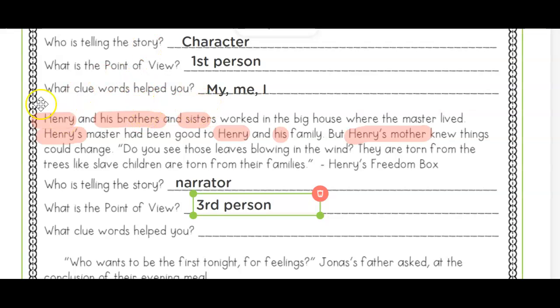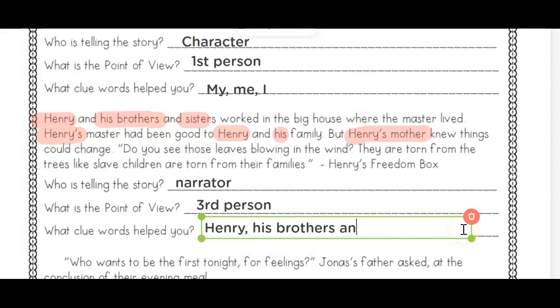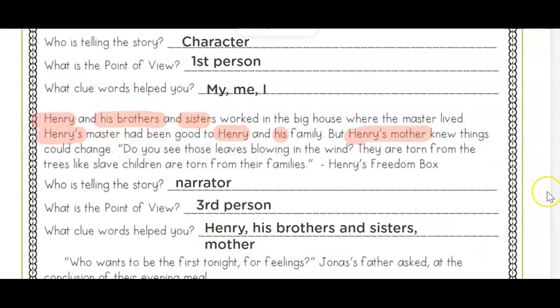So one clue was that it used characters' names only. It didn't have he, she, we, or me, I, us. Actually, I'm going to put the characters' names. We had Henry and his brothers and sisters. Then we had his mother in there. So all of those helped me determine that the narrator was telling the story.